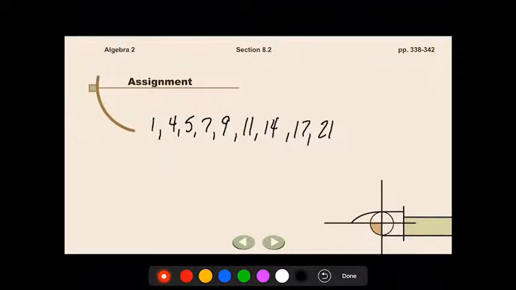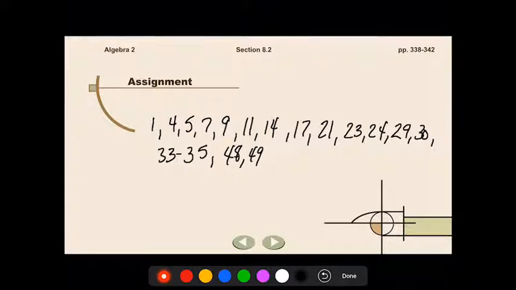Well, yeah, we'll do it this way: 21, 23, 24, and 29, 30, 35, and then let's actually make that 33 through 35, 48 through 49, and then 54. It seems like a lot of work, but I promise it's not that difficult, okay?